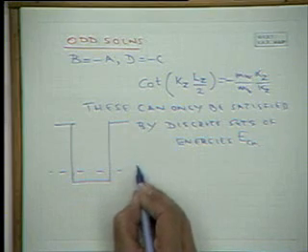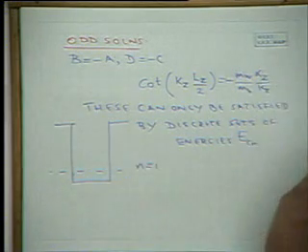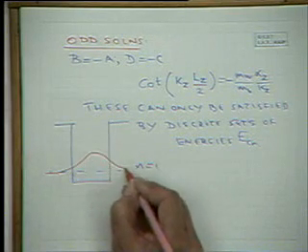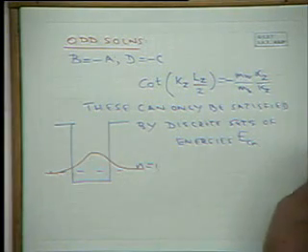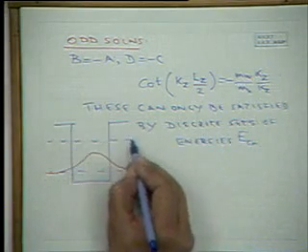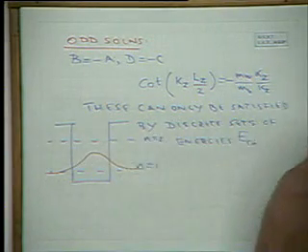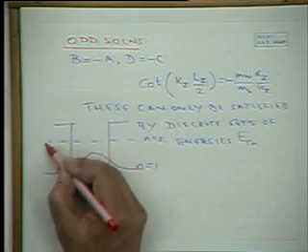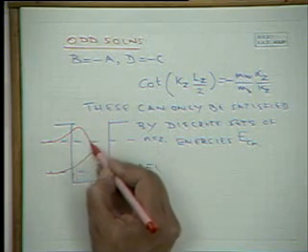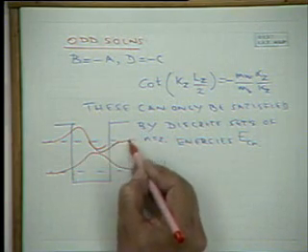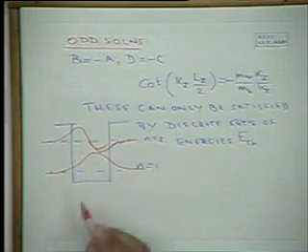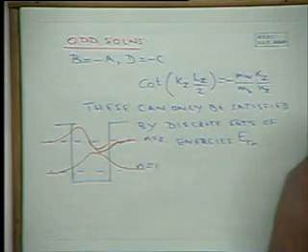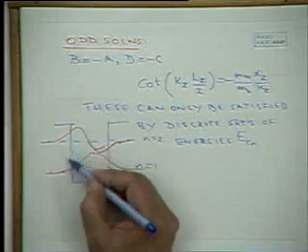For n equal to 1, the wave function is obviously of this type, peaking in the well. For n equal to 2, this is the energy, and the nature of the wave function is anti-symmetric. This is symmetric. Similarly, we can draw the nature of the wave for this amplitude of the wave functions.